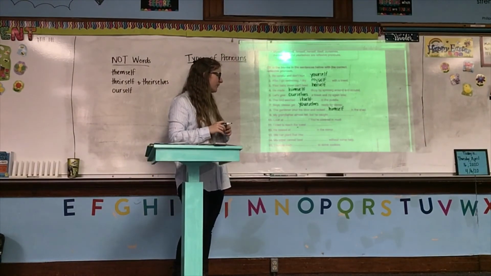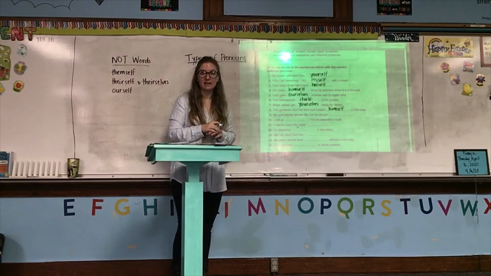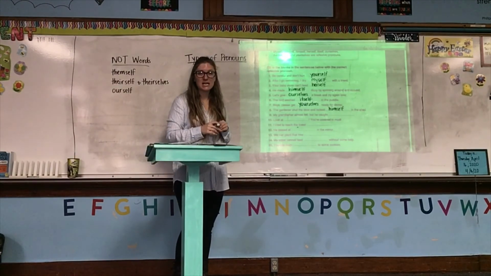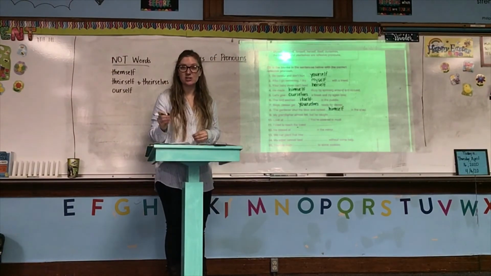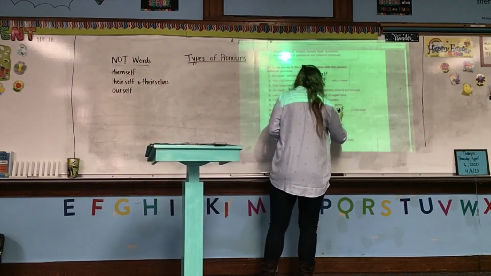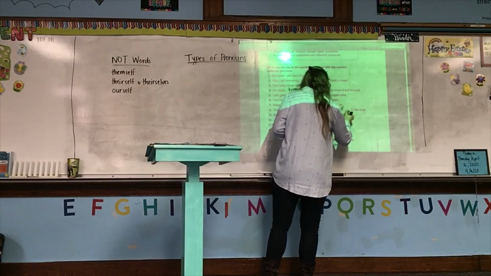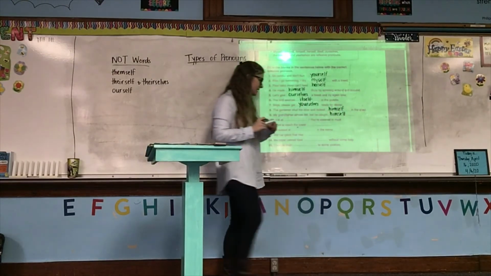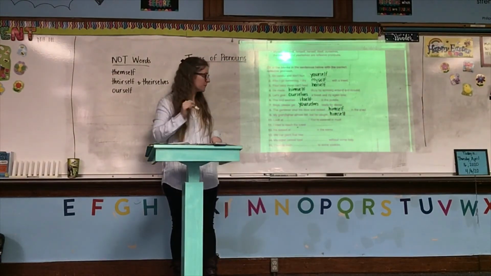Number 9, my grandfather almost fell, but he caught blank. Well, my grandfather is the subject. He is doing the action to himself. He caught himself. So that means we would use himself. We have to use himself because a grandfather is a boy.